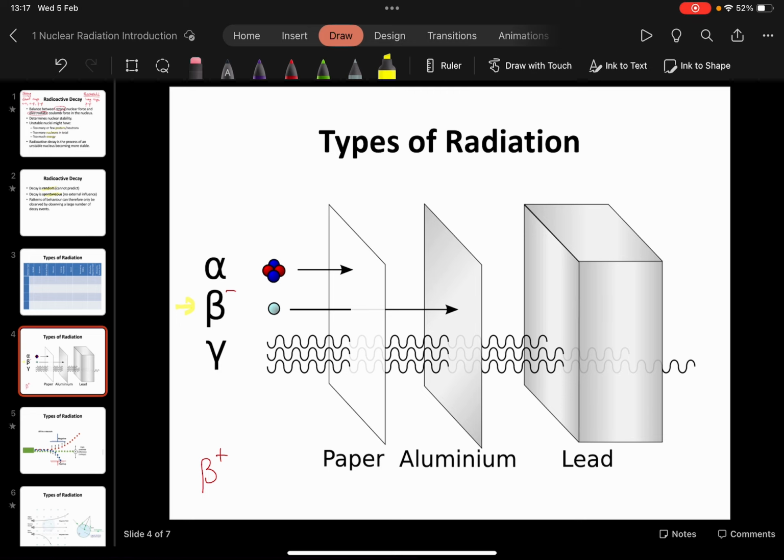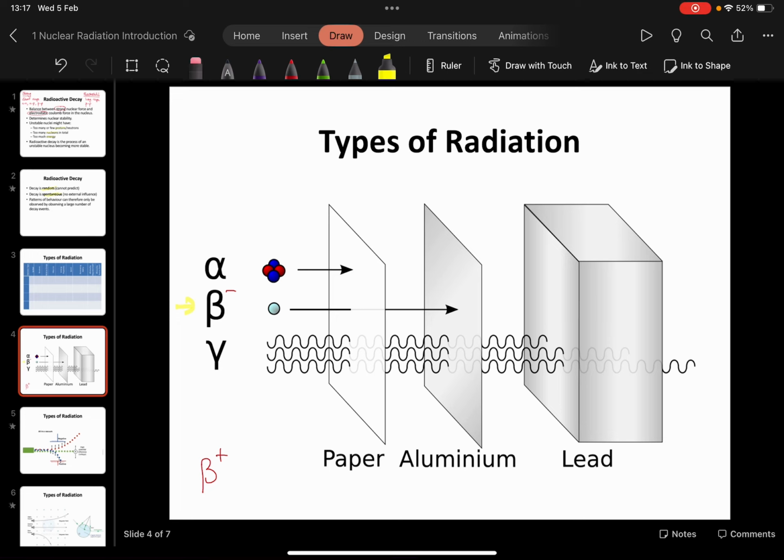You know that there are 3 materials that we use to distinguish between alpha, beta and gamma in terms of their penetrating ability. So we would say that alpha is stopped by paper, aluminium stops beta, and lead stops gamma.